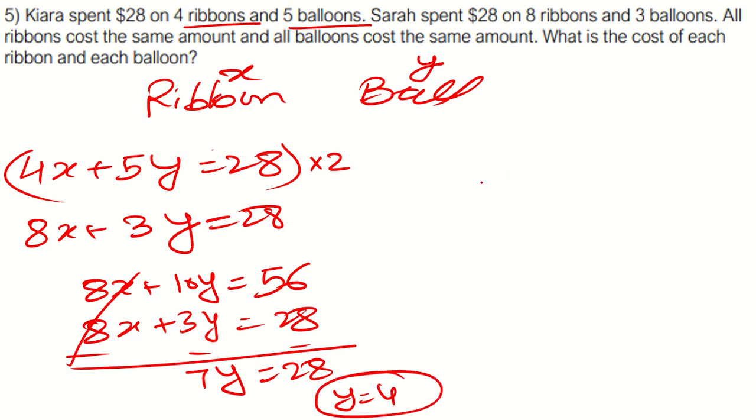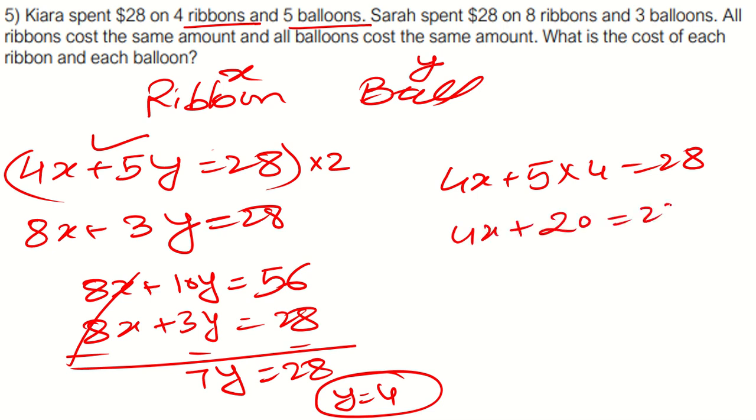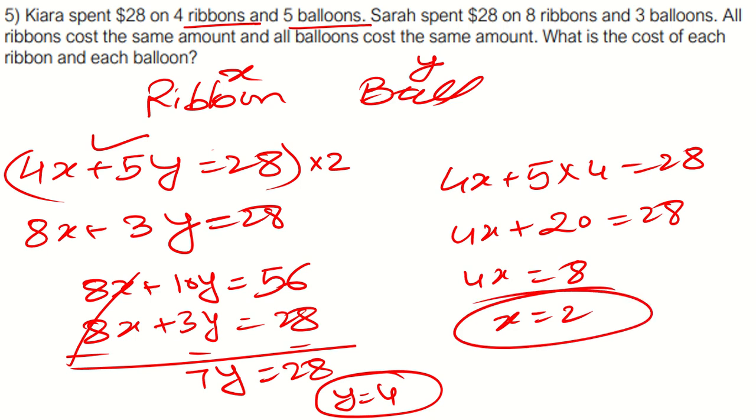So plug in this value of y in any equation. So 4x plus 5 times 4 is equal to 28. I am putting it in the first equation. Okay. So 4x plus 20 is equal to 28. So 4x is equal to 8. X is equal to 2. So cost of one ribbon is 2 and cost of one balloon is 4.